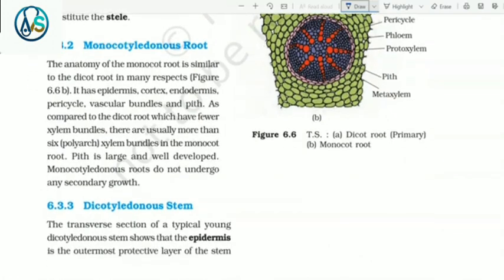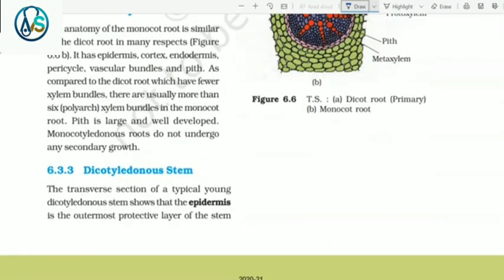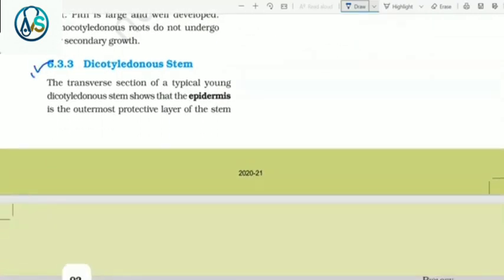6.3.2 Monocotyledonous root. The anatomy of the monocot root is similar to the dicot root in many respects. It has epidermis, cortex, endodermis, pericycle, vascular bundles and pith. As compared to the dicot root, which has fewer xylem bundles, there are usually more than 6, that is polyarch, xylem bundles in the monocot root. Pith is large and well developed. Monocotyledonous roots do not undergo any secondary growth.